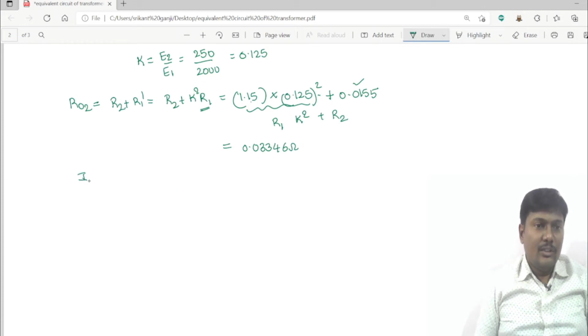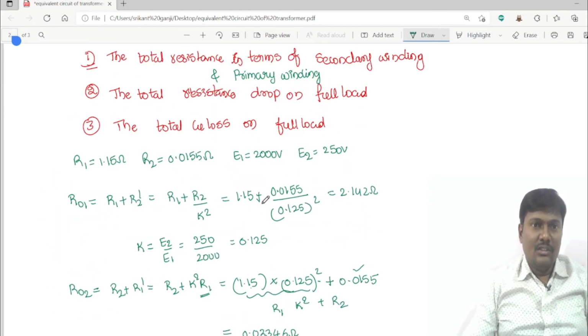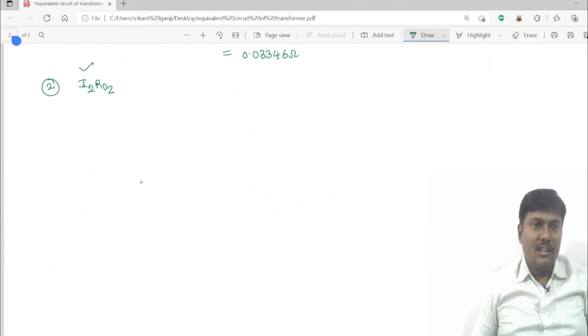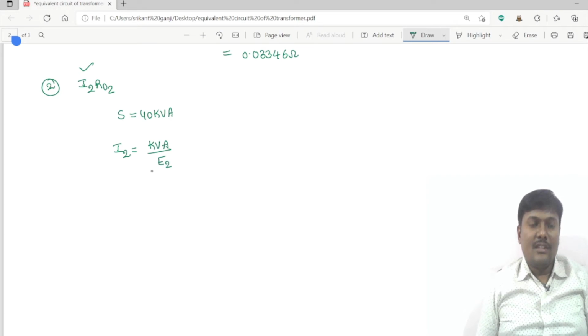After that he is asking for the total resistance drop on full load. For that, I2 into R02. How can I calculate the I2 value? In the given data, it is given as 40 kVA. So S is equal to 40 kVA. I2 is equal to kVA divided by E2, that means the secondary induced EMF. Volt ampere divided by voltage, then I get the ampere. That is called the current.